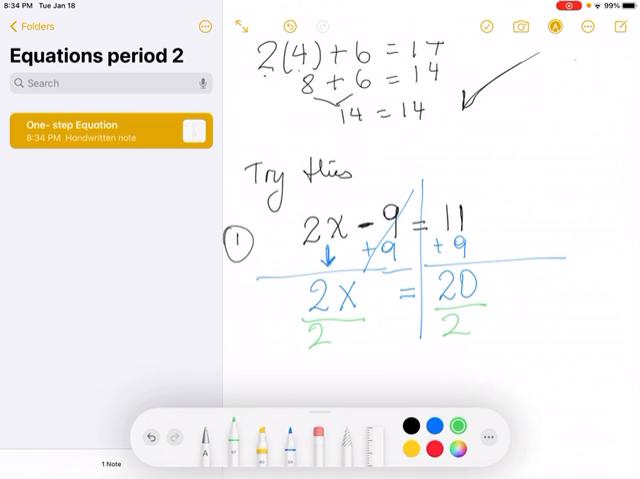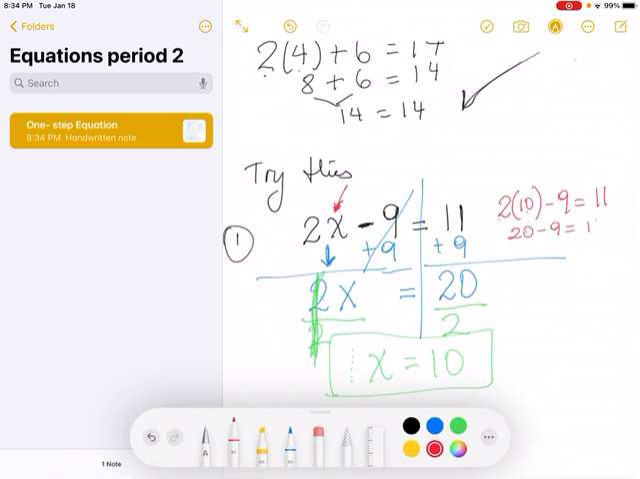So 2 divided by 2 is 1. Don't cross it out and think it's 0, okay? This is division. 2 divided by 2 is 1. There is my 1x equals 20 divided by 2 is 10. Hopefully you all got 10. And remember, you could always check. You could plug in a 10 right here, and you check. 2 times 10 minus 9 equals 11. 2 times 10 is 20. 20 minus 9 is 11. 11 equals 11. Yes, check. All right, great job.